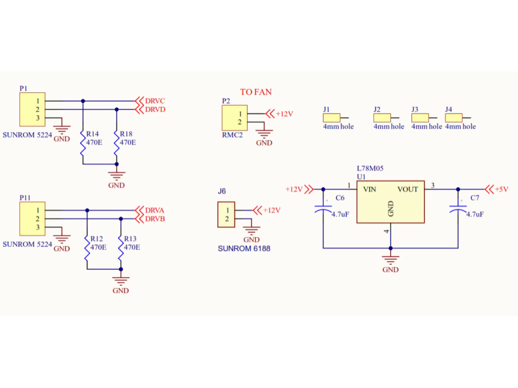Let us now look at the auxiliary interfaces and low-voltage power section of the inverter. On the left side of the schematic, we have the PWM control input connectors, labeled P1 and P11.